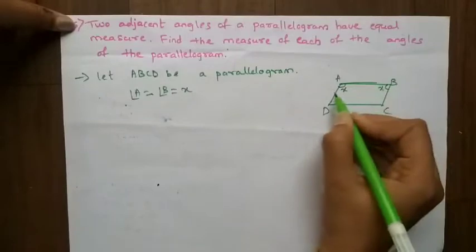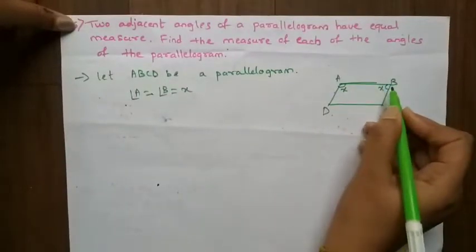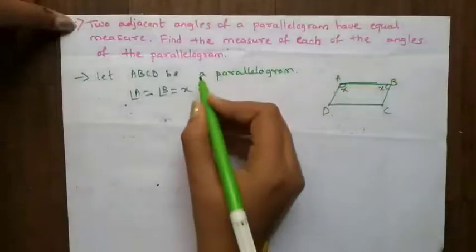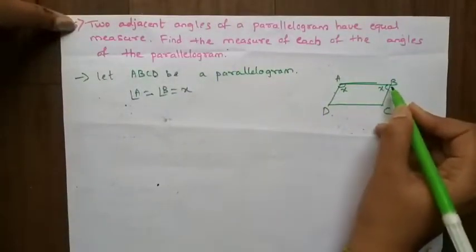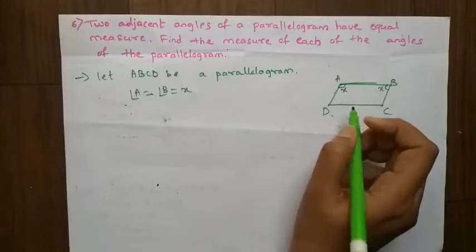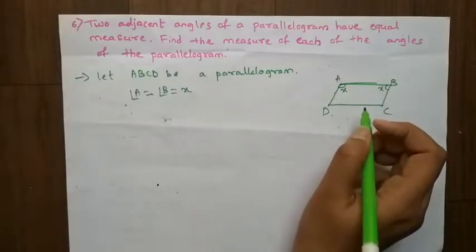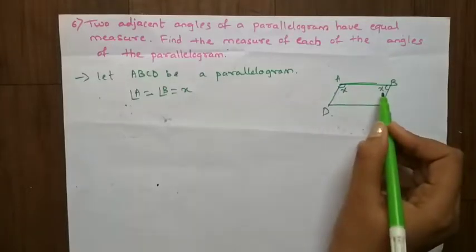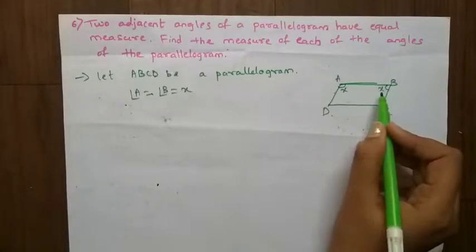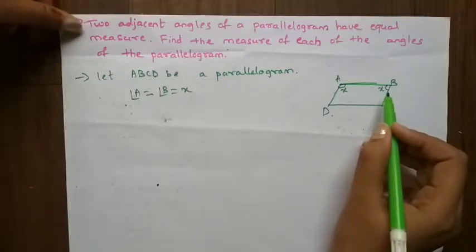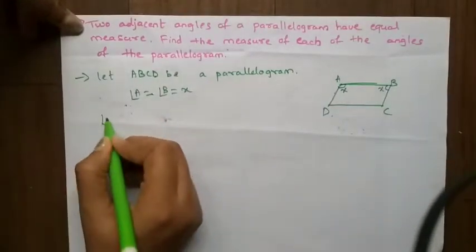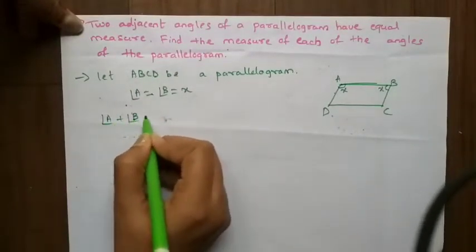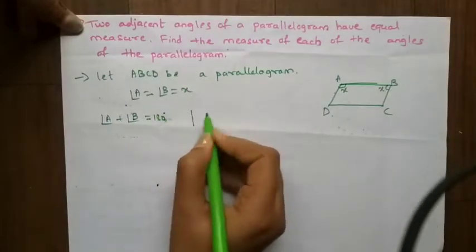The two adjacent angles have equal measure. Find the measure of each angle of this parallelogram. Here we have to calculate angle A, angle B, angle C and angle D. Here we have to calculate all four angle values. So just observe this figure again. A and B are the two adjacent angles. Then we have one property of a parallelogram: the sum of the two adjacent angles of a parallelogram is 180 degrees. So I am using the property angle A plus angle B is equal to 180 degrees.